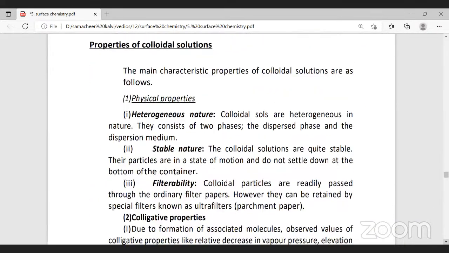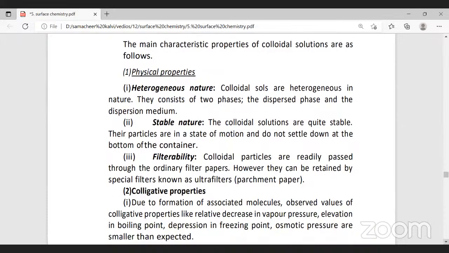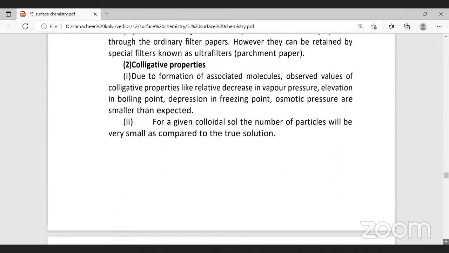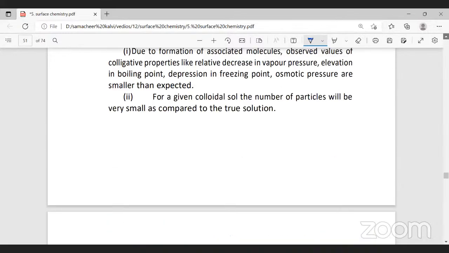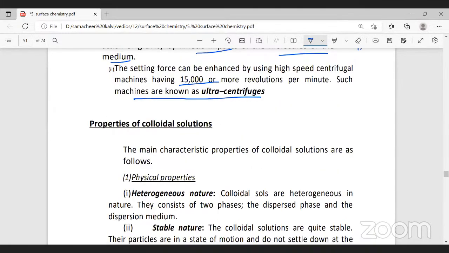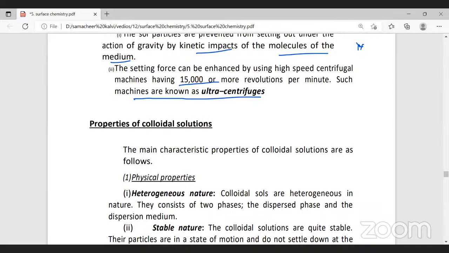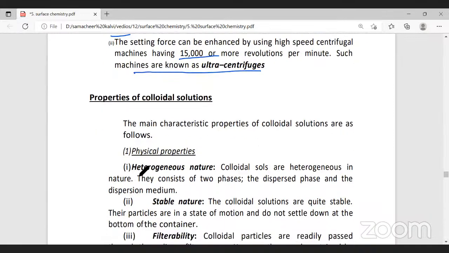We will learn the physical properties now, and the mechanical properties we will learn later. The main characteristics of colloidal solutions are as follows. Physical properties: any colloid, for that matter, is heterogeneous in nature. Colloidal solutions consist of two phases, the dispersed phase and the dispersion medium.